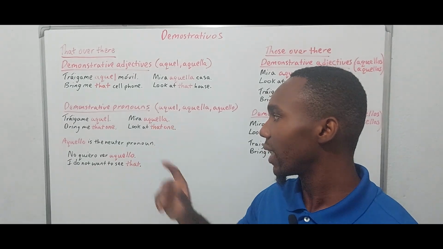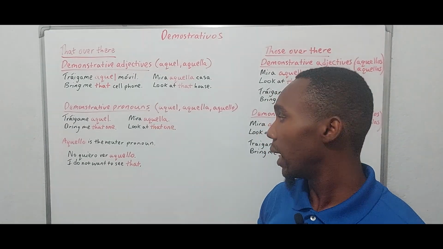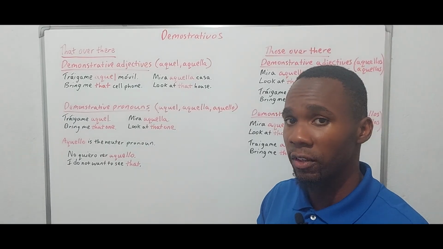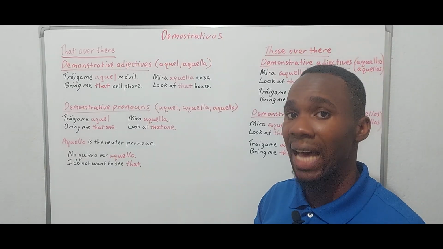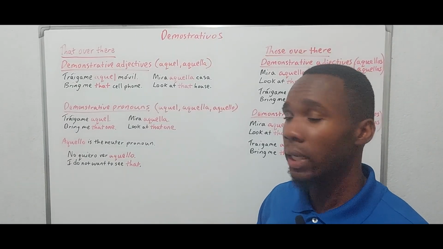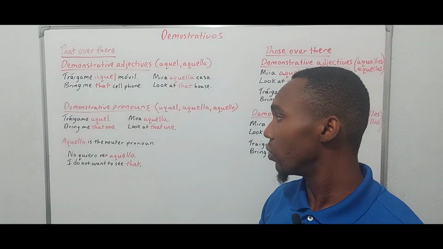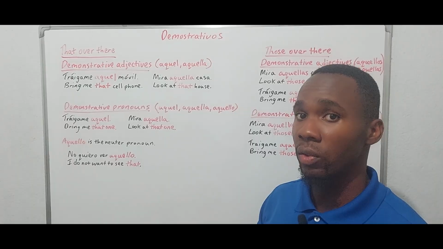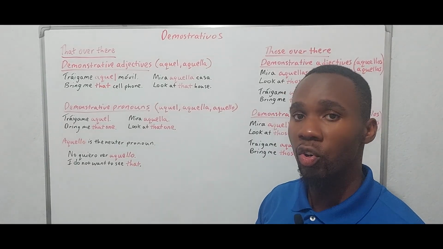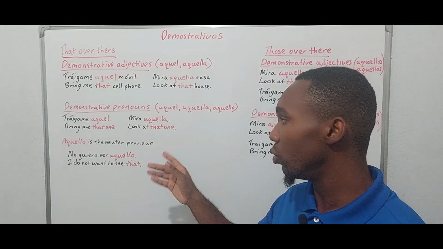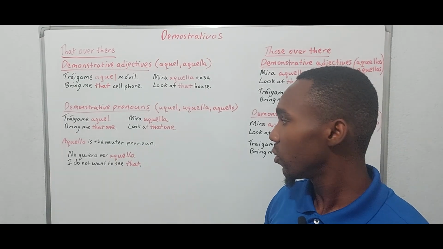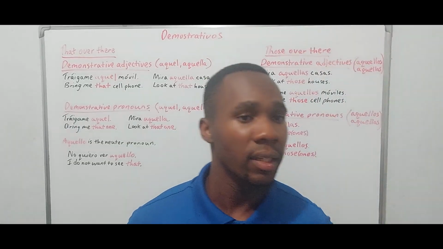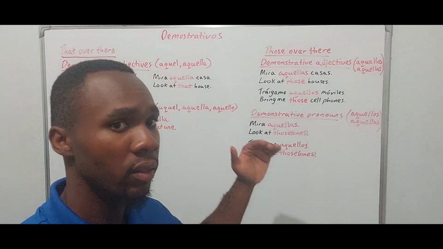And when it comes to aquello, aquello is the neuter pronoun. We are going to use this when we do not want to be specific about what that refers to, or if we don't know. Okay? So, no quiero ver aquello. I do not want to see that. What is that? We don't know. But if we don't know or we don't want to specify, we use the neuter pronoun. So just like eso and esto. Muy bien.